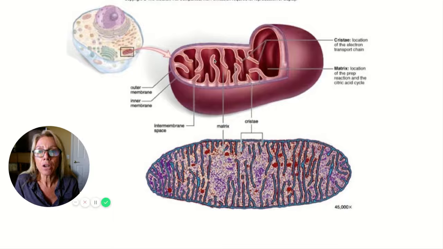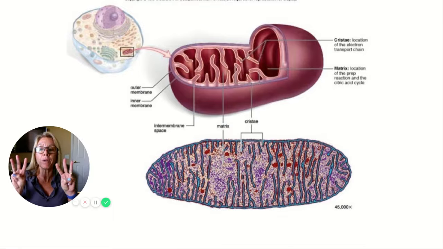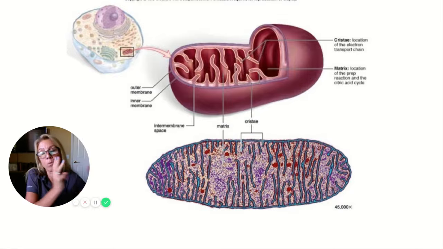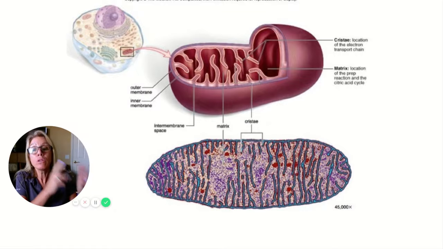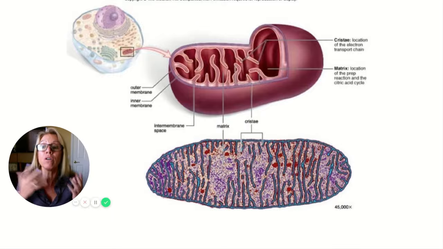Now, what kind of things occur also in the matrix? Well, when we take those 2 pyruvic acids that we made during glycolysis and we convert them to acetyl-CoA, those acetyl-CoA are going to be formed in the matrix. The Krebs citric acid cycle also is going to occur in the matrix.